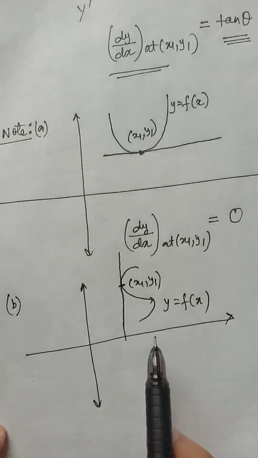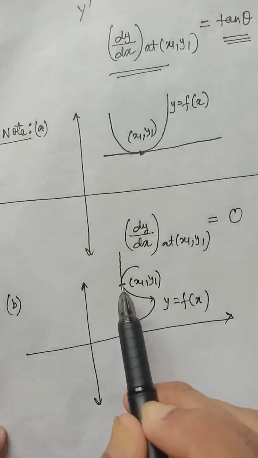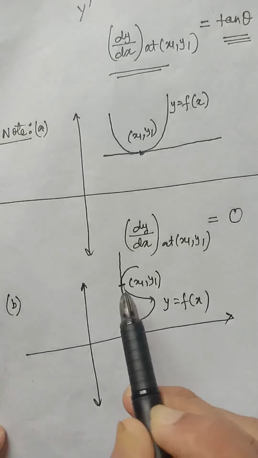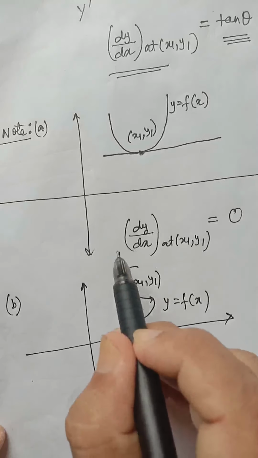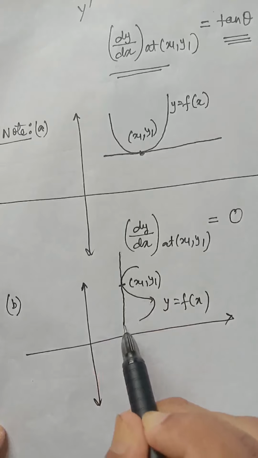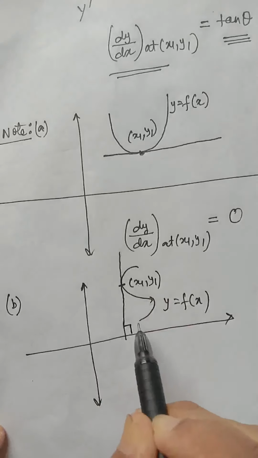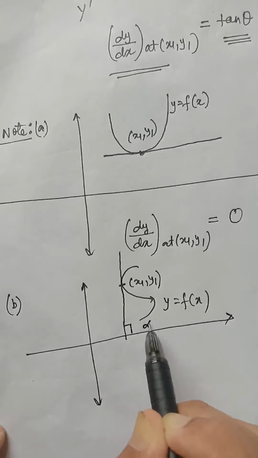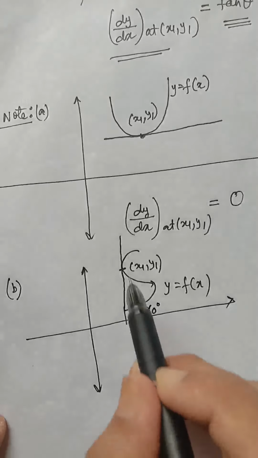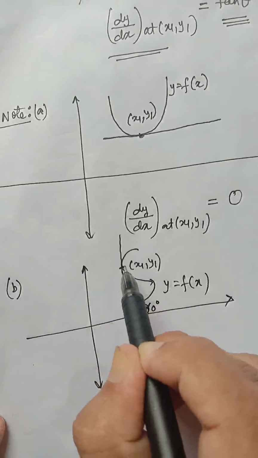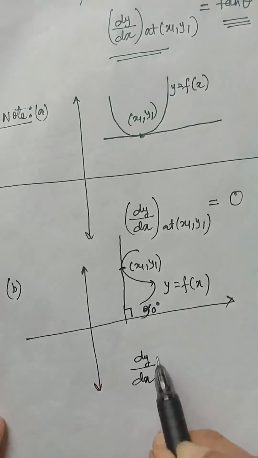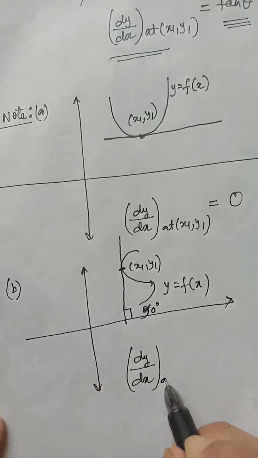Again, suppose at the point (x1, y1) on the curve y = f(x), if we draw a tangent, suppose this tangent is parallel to the y-axis. Then this is the tangent at the point (x1, y1), its slope will be dy/dx at (x1, y1).